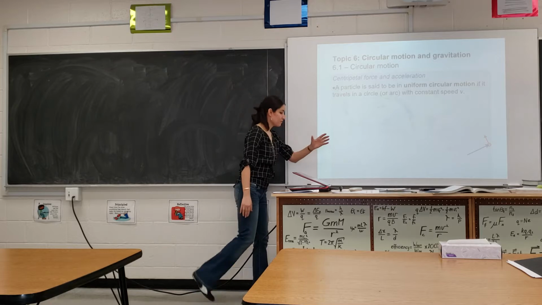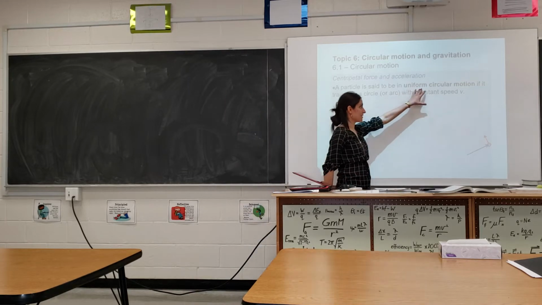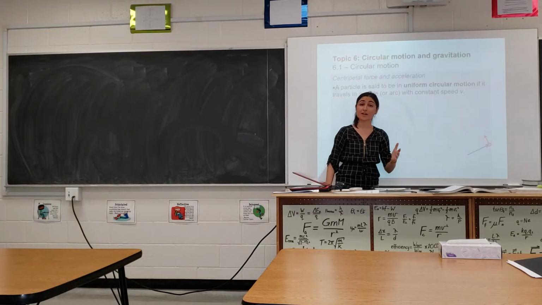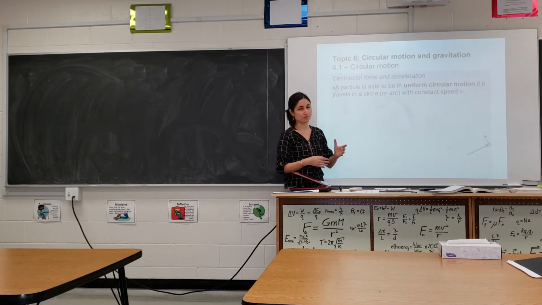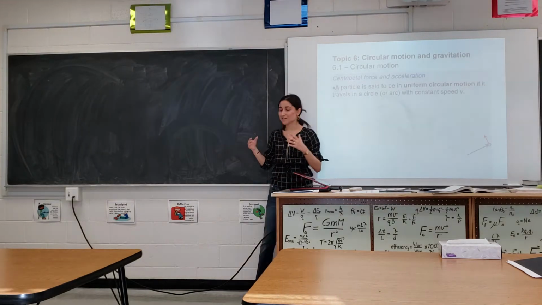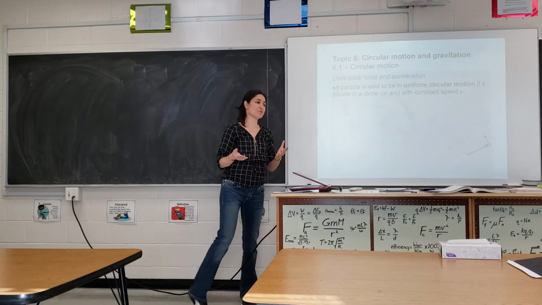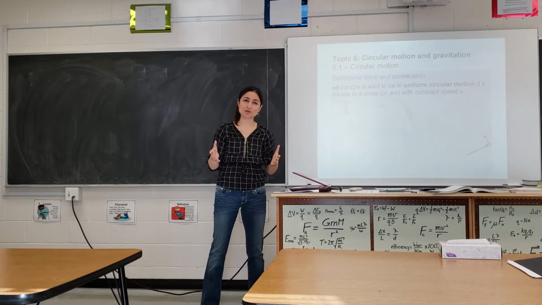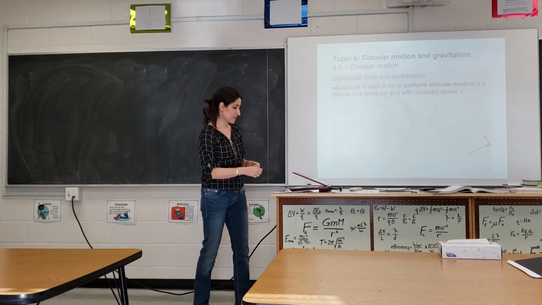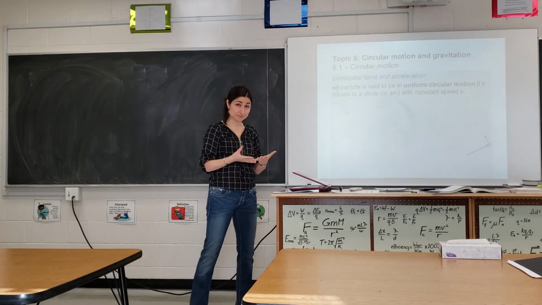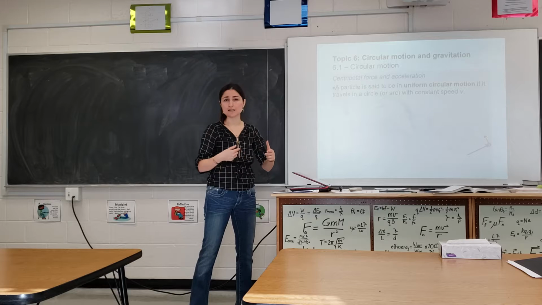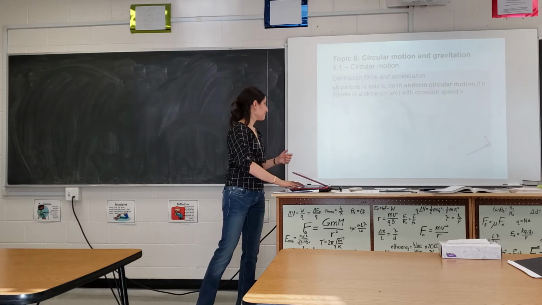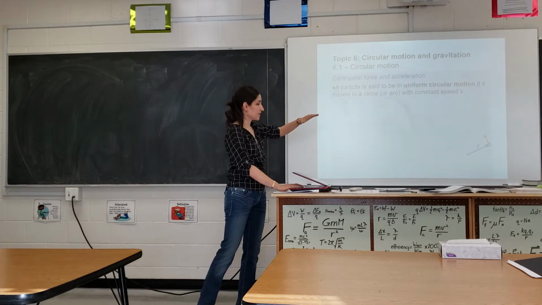First things first, when you see the word uniform in front of something, that means constant, not changing. Circular motion. Okay, so we investigated this last time. In order for an object to be moving in a circle, that means it has to be traveling at constant speed. Okay, if it's not traveling at constant speed, it would have to be moving in an ellipse. Okay, so hence you're moving at a constant speed.